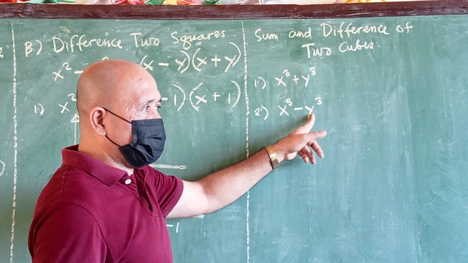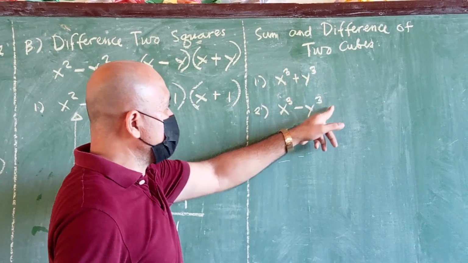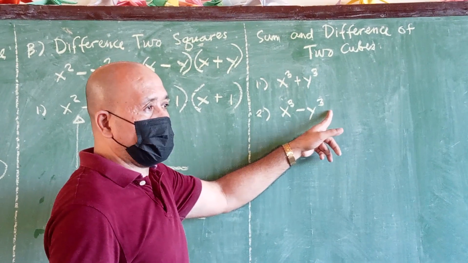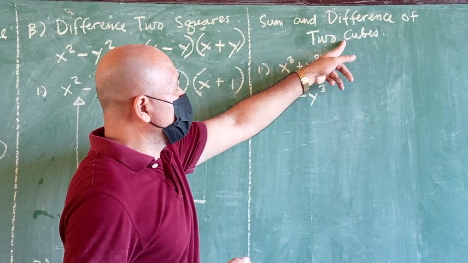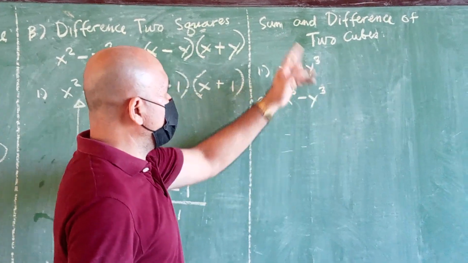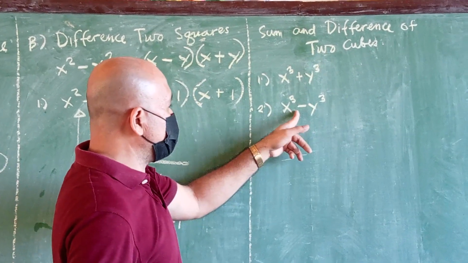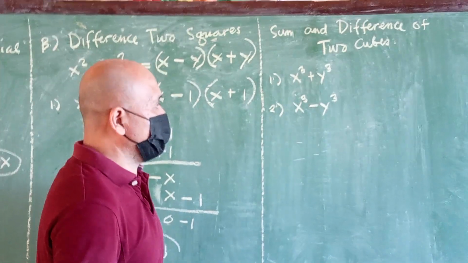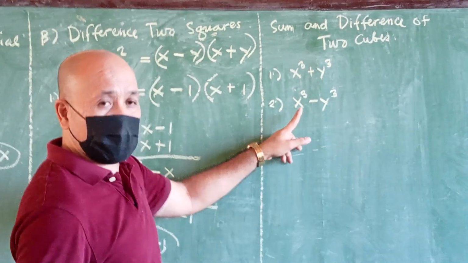And you may have this question again: why is there no third term or last term? Why is the given only a binomial? Simply because we talk about two cubes, so only two terms are involved here, which is the sum of two cubes, and the other one is the difference of two cubes. Okay, how are you going to factor if the given is a sum of two cubes or a difference of two cubes?